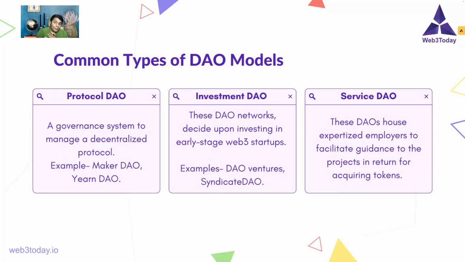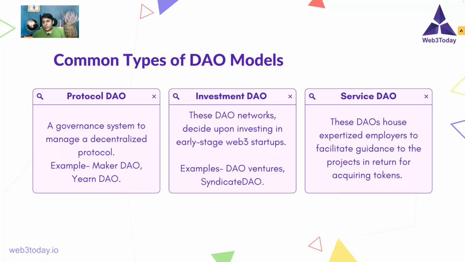But with DAO, it's completely redefining how enterprises and companies react to their stakeholders, how they present themselves to the stakeholders, and how stakeholders interact with them. It is essentially establishing a very transparent, two-way communication between the platform or project and the community. DAO has three types: protocol DAO, investment DAO, and service DAO.